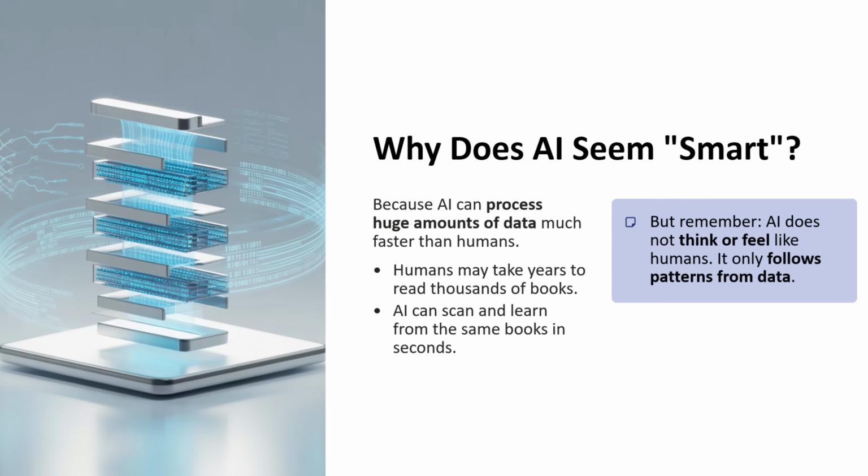Why does AI seem smart? Because AI can process huge amounts of data much faster than humans. Humans may take years to read thousands of books. AI can scan and learn from the same books in seconds. But you have to remember, AI does not think or feel like humans. It only follows patterns from the data.